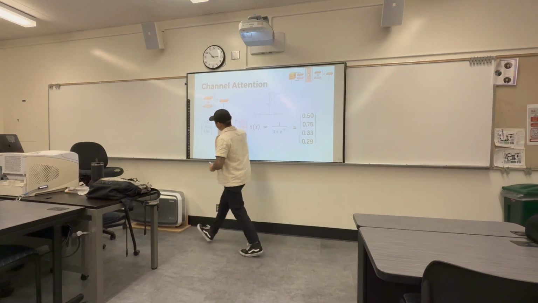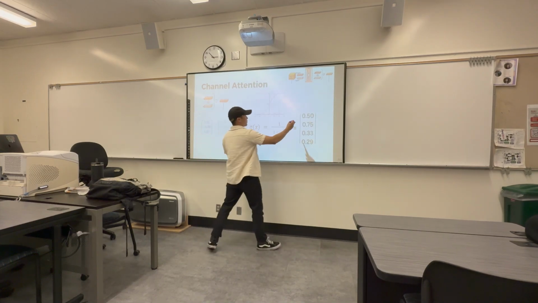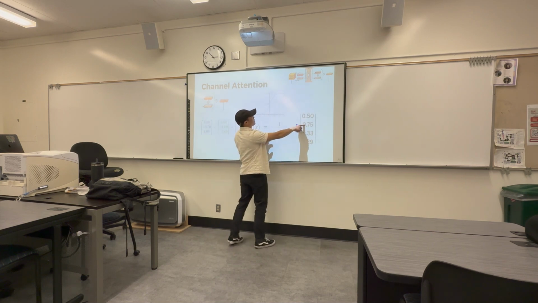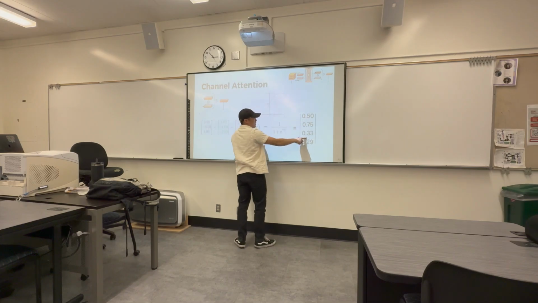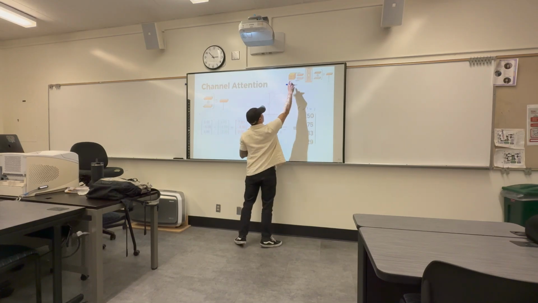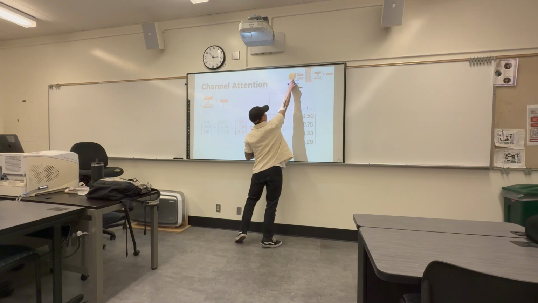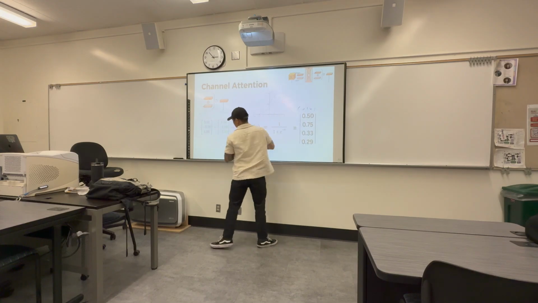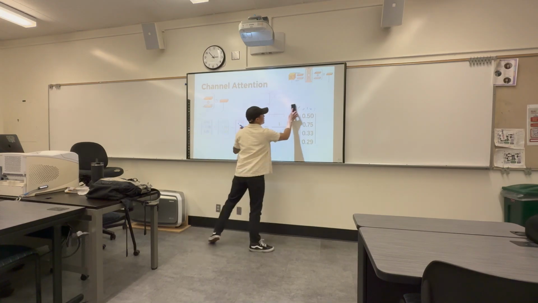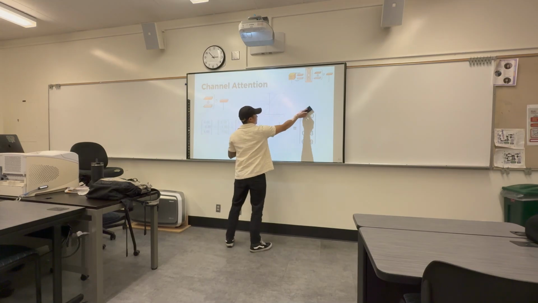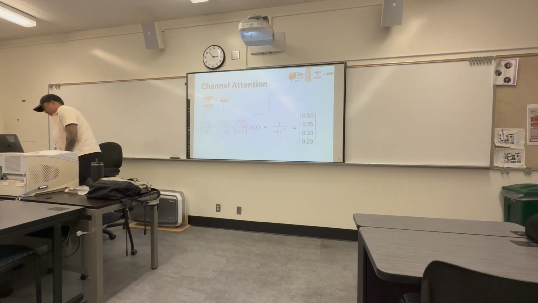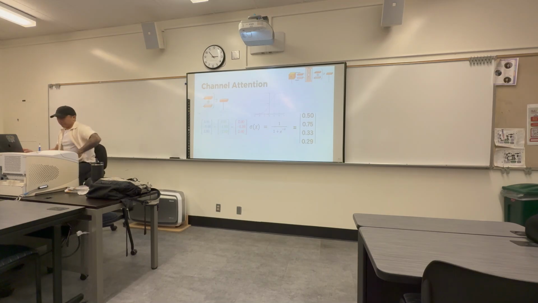Now, in terms of the slice that Oscar mentioned, this dimension is going to be the same dimension as this. This is a C by 1 by 1, and this is going to be a C by H by W. So the C and the C here has to match. So that's channel attention.